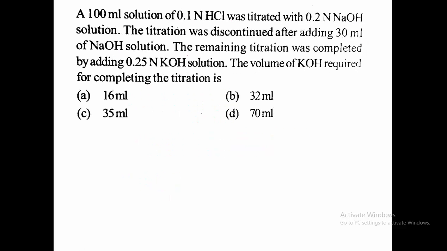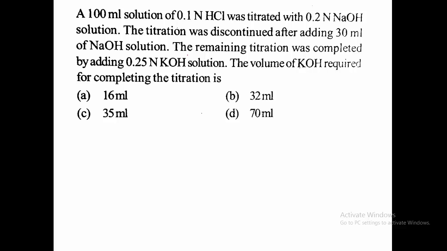The next question, a 100 ml solution of 0.1 N HCl was titrated with 0.2 N NaOH solution. The titration was discontinued after adding 30 ml of NaOH solution. The remaining titration was completed by adding 0.25 N KOH. The volume of KOH required for completing the titration is.